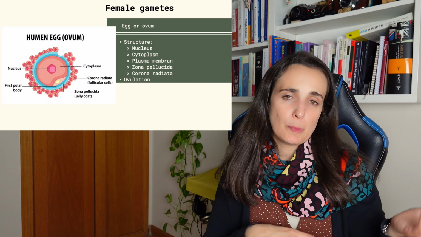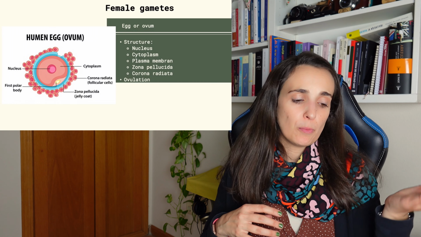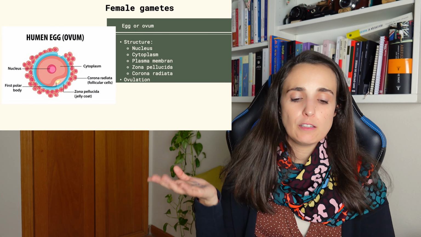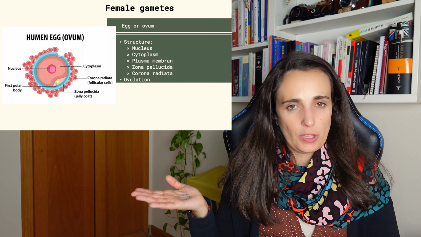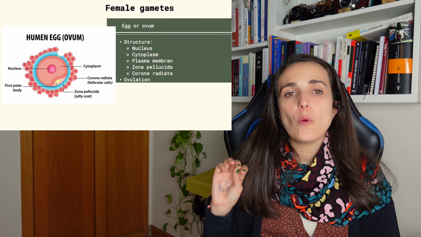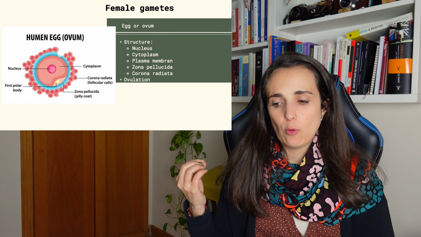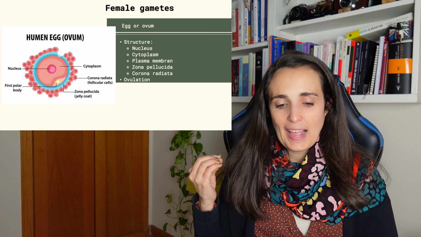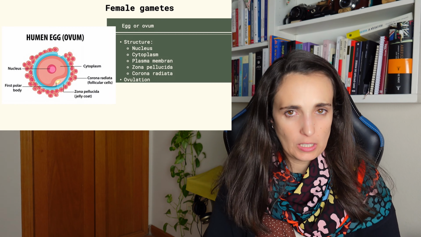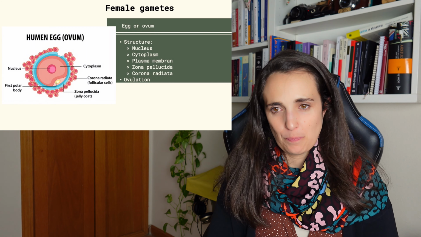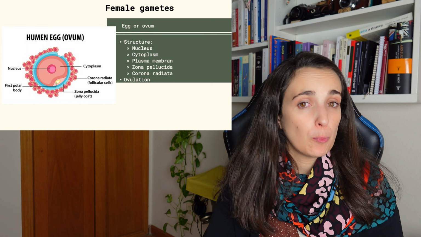The ovules are formed in a process called ovogenesis. First, it was spermatogenesis for male. In this case, for female is ovogenesis. All the ovules that women are born with, or female individuals are born with, are produced during the embryonic development. This is really interesting. They are not produced in puberty.